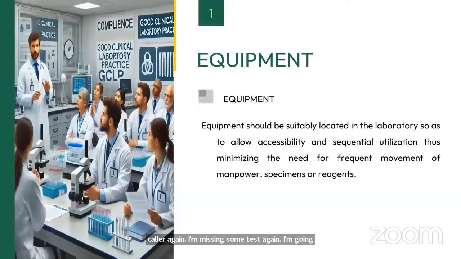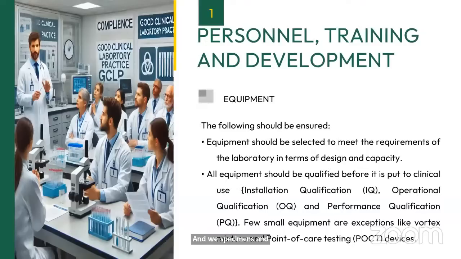So maybe you should have appropriate structure and layout of your laboratory so that you locate the equipment in your laboratory appropriately so that there is no frequent movement of the manpower as well as the specimens and reagents. So minimal movement should be allowed. Now, the equipment should be selected to meet the requirements of the laboratories in terms of design and capacity. So whenever you are selecting the equipment, you should also see what is the design, what is the capacity of the laboratory, what is the layout of the laboratory. Not that I have a lot of money, so I will select a very big equipment. You should see what is your requirement. You should see what is the space available. That should be seen while selecting an equipment.